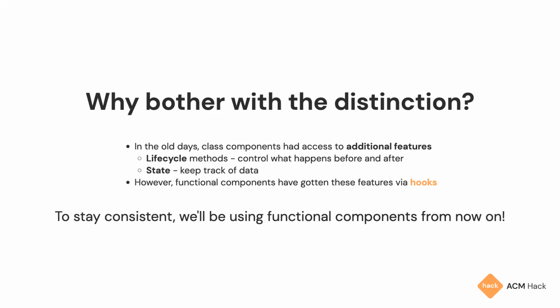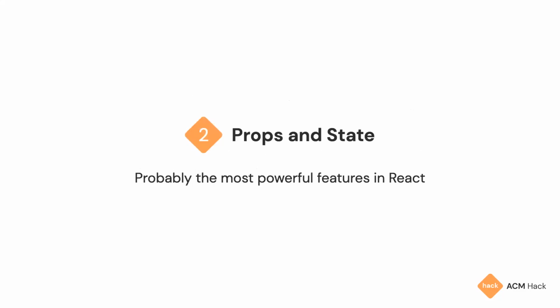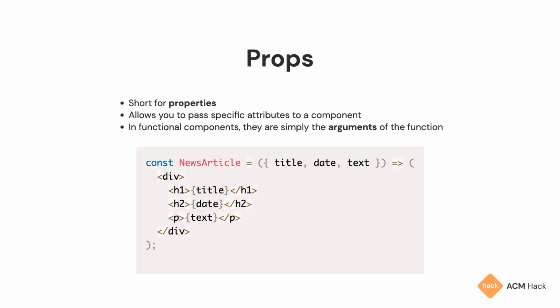All right, so next up is props and state. These are probably some of the most powerful features of React. Being able to understand this is like understanding 80% of React pretty much. We'll start with props because these are arguably the easier of the two to understand. This is short for properties. It allows you to pass specific attributes to a component.